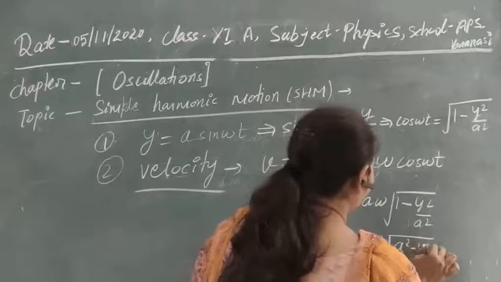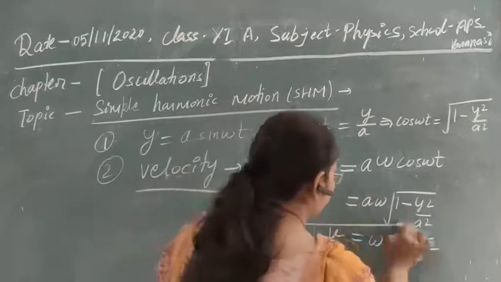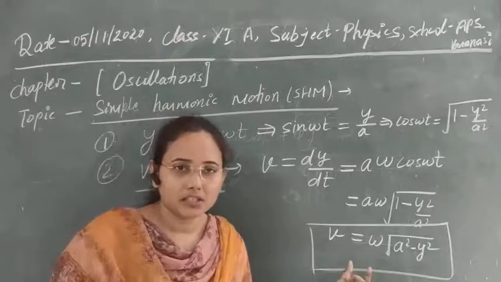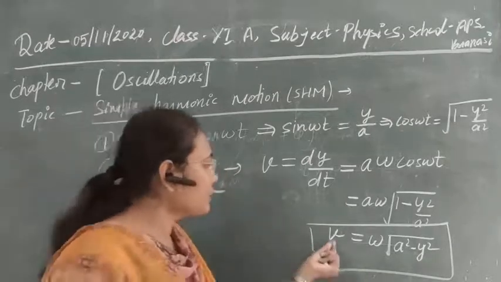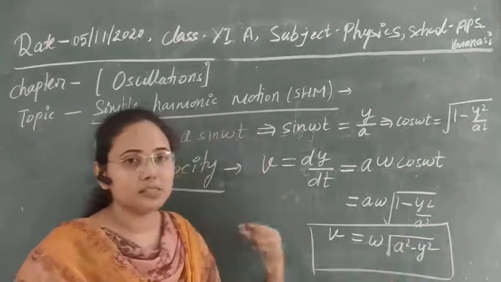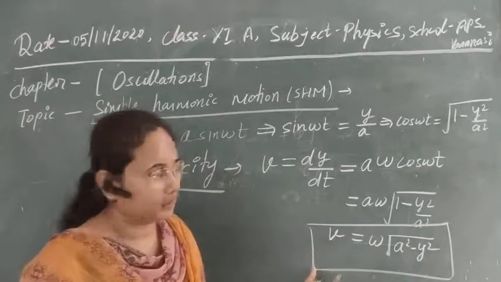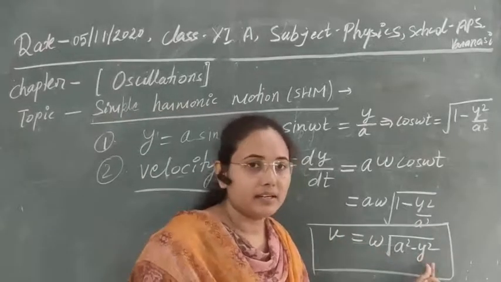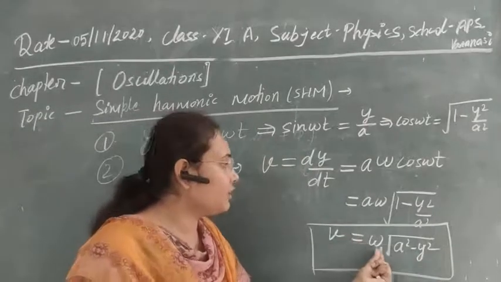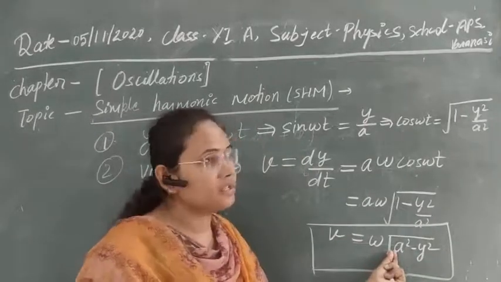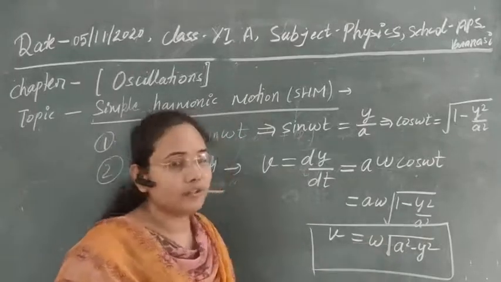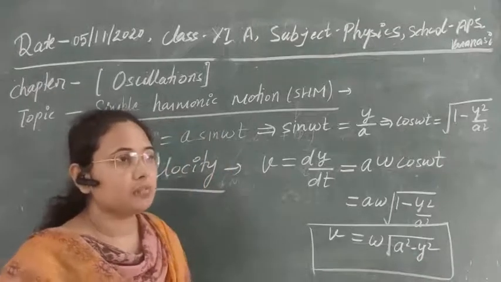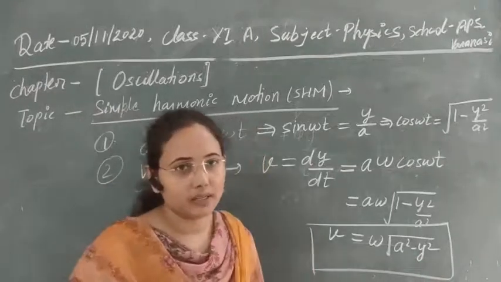Finally, we will get a square minus y square. So this is the velocity of any particle which is executing simple harmonic motion. Means with this velocity, the particle is executing simple harmonic motion at any instant t. So we can calculate it, and obviously if y is constant, then this value will be constant, because amplitude is constant in simple harmonic motion, angular frequency is constant, so definitely it will depend on the value of displacement, means at which displacement we want to calculate this velocity.